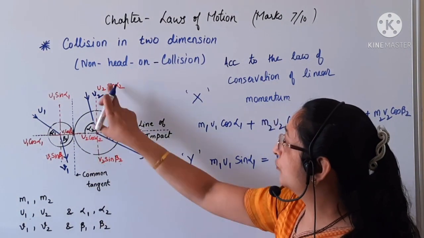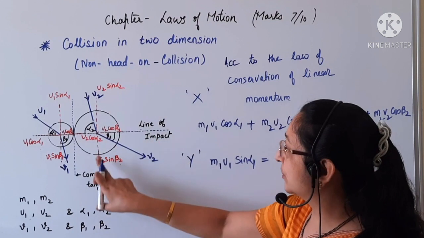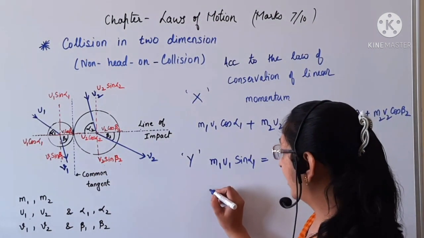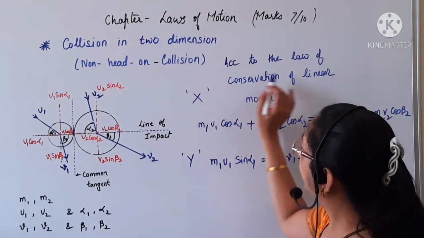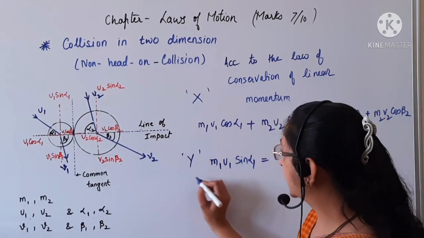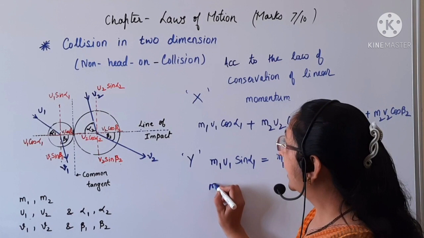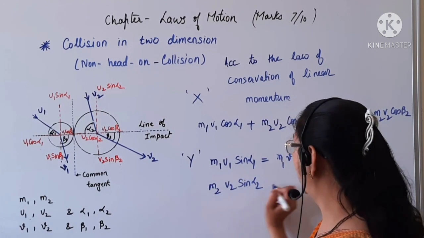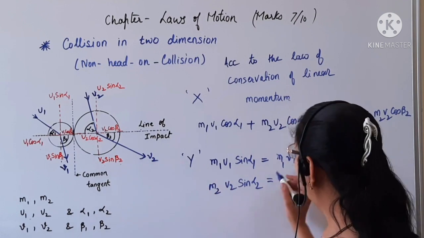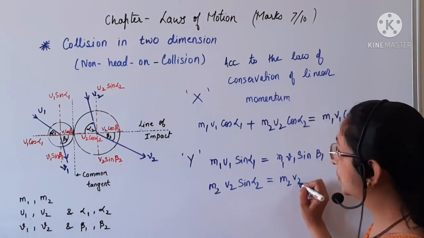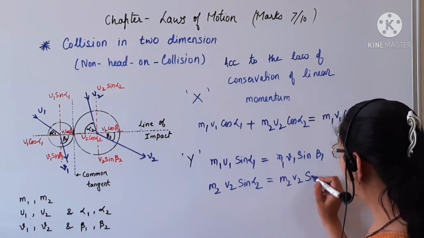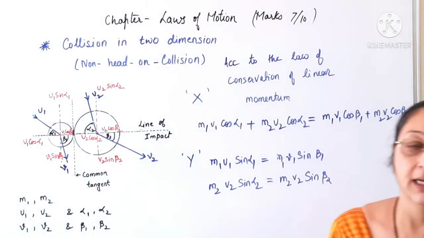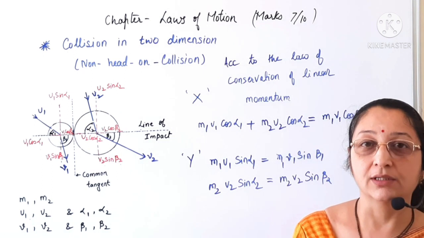Also, these two vectors, that is u2 sin α2 and v2 sin β2, are balancing each other. Hence, according to the law of conservation of linear momentum, we would write m2 u2 sin α2 is equal to m2 v2 sin β2. So in this way, we have separated the two dimensions.